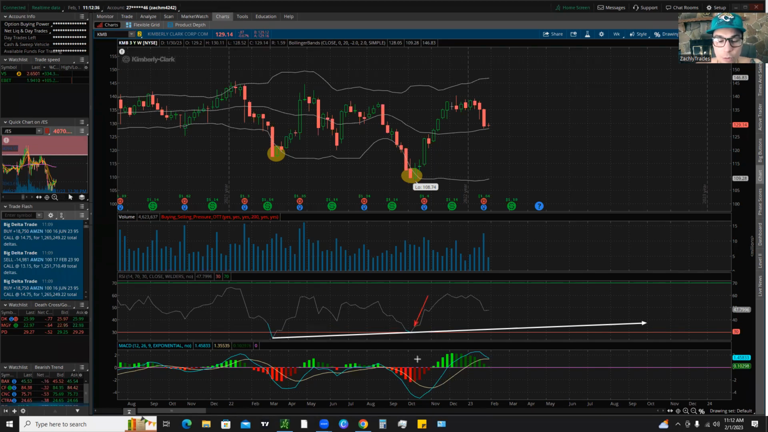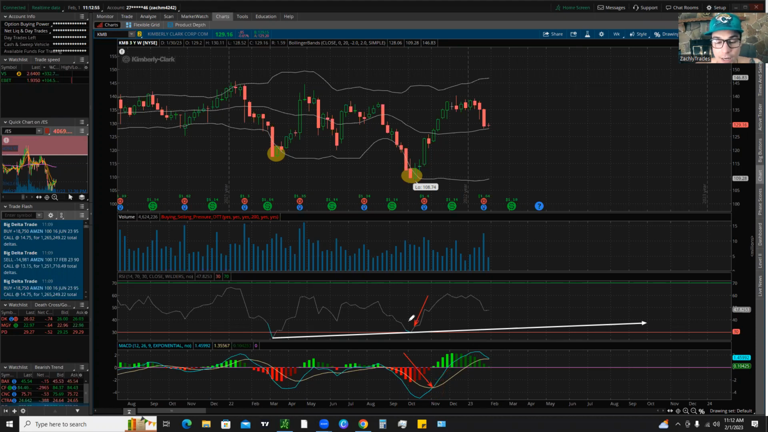And very shortly afterwards, we get a MACD crossover, right? A MACD crossover is also sometimes known as an entry signal when this blue line here crosses up above. You notice how it crosses up above and then it starts trading with some good momentum to the upside. That's going to be known as an entry signal.